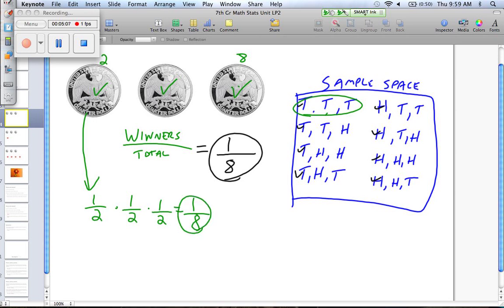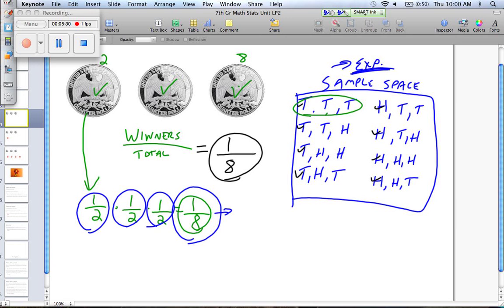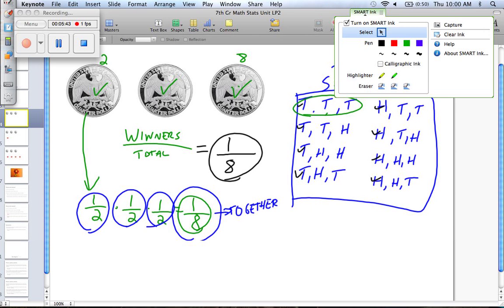Probability of 1/8. Because your sample space is increasing exponentially, you simply multiply the probabilities of each individual event. These are all the individual events. And you're multiplying them together to get the probability of them happening together. Multiple probabilities, you simply multiply their individual probabilities. Pretty straightforward. All right, let's see if we can apply that same logic to our example about the die.